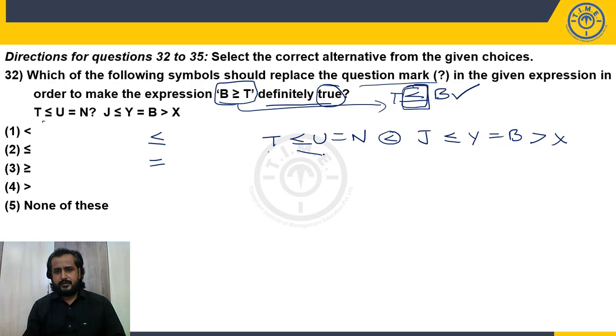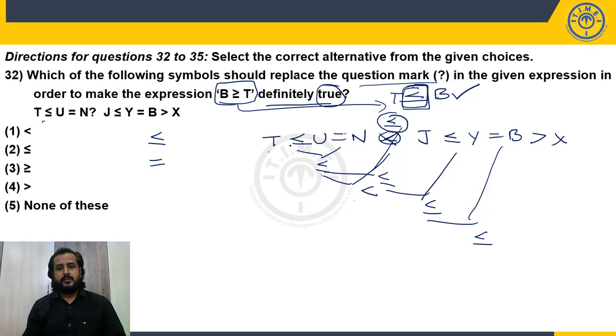If I place less than, then all the symbols chain together and I get T less than B. But it should not be the case. So let us check with less than or equal to instead of less than. If it is less than or equal to, the chain gives T less than or equal to B. So it is true. Okay. Also I can place equal to. If I place equal to, what will happen? The chain again gives T less than or equal to B.